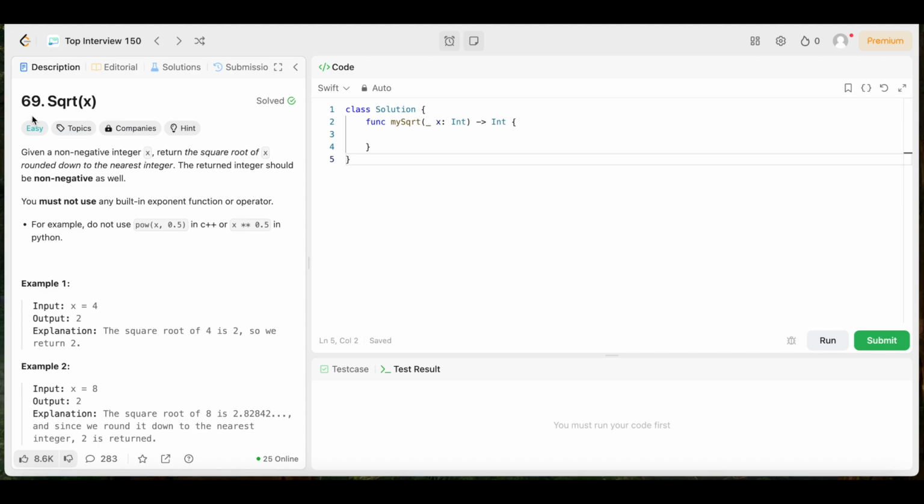Today we have question number 69, square root of x. The difficulty level is easy, but don't even worry because we're going to keep the solution as simple and easy to understand as well.